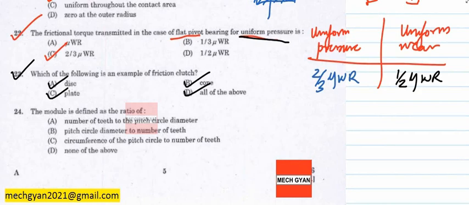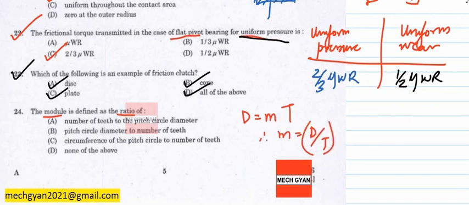Question 24. The module of a gear is defined as the ratio of. We know that diametral pitch D is equal to mT, therefore m equals D by T. Search for this option, where D is the pitch circle diameter and T is the number of teeth. The answer to question 24 is B.